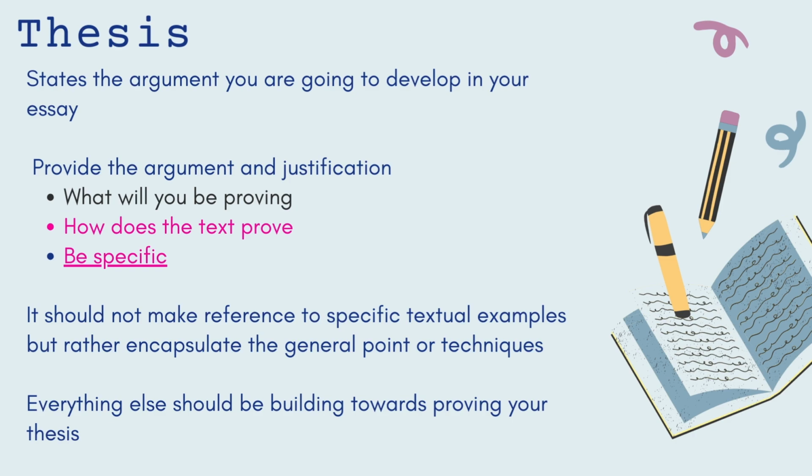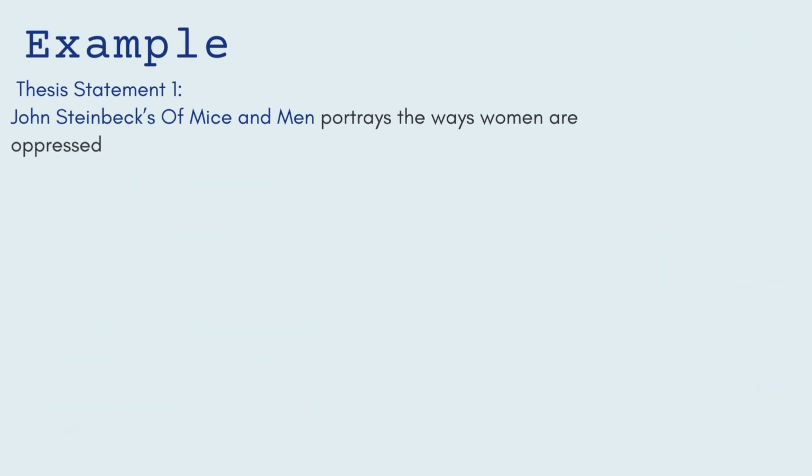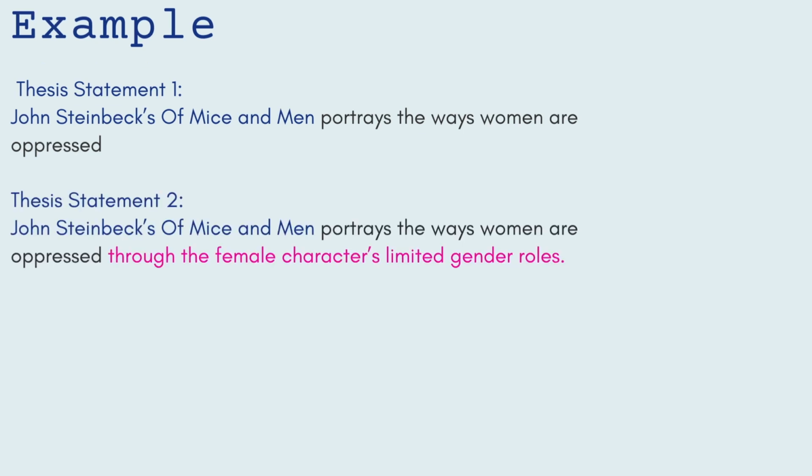Everything else that you write in your essay will be relating to your thesis statement, so keep that in mind as you're writing. For instance, let's look at the first example of a thesis statement. John Steinbeck's Of Mice and Men portrays the ways that women are oppressed. Now, this is an argument that states something about the text. However, it could be more specific. How does John Steinbeck portray the ways women are oppressed? John Steinbeck's Of Mice and Men portrays the ways women are oppressed through the female characters' limited gender roles.